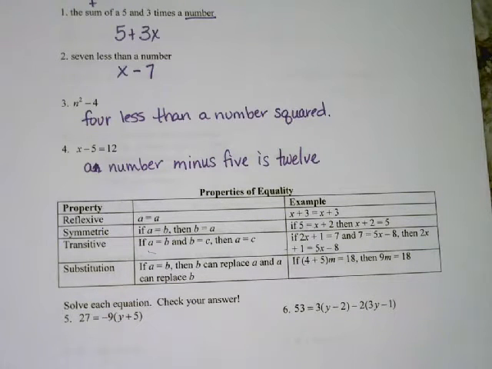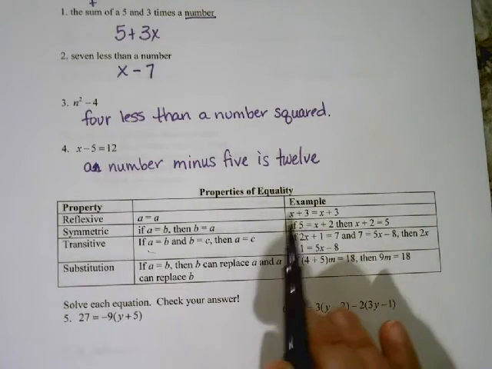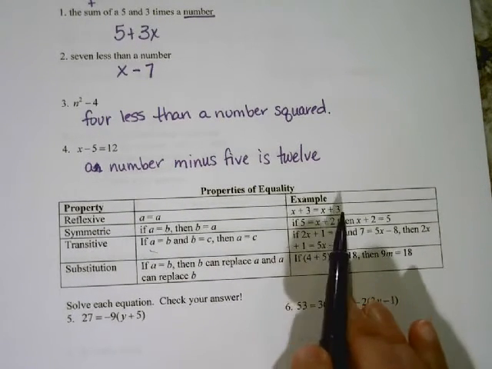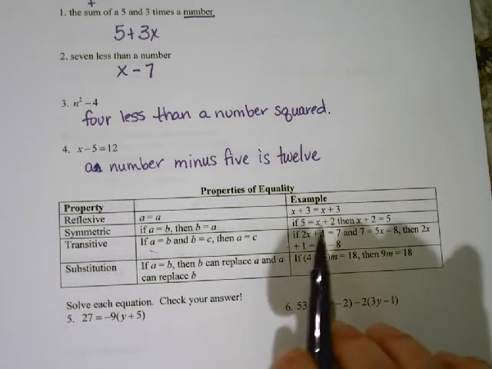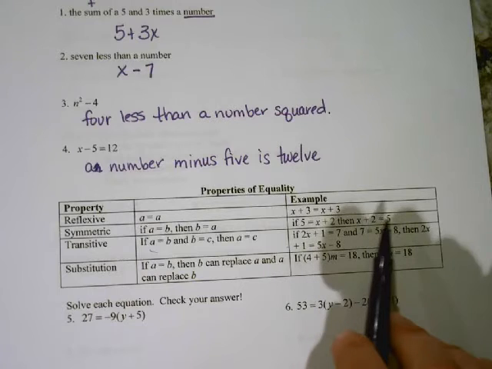So reflexive, that's the one we did a lot in geometry. The left side of the equal sign is exactly the same as the right side. A equals A. X plus 3 equals X plus 3. Segment GH is equal to segment GH. That sort of thing. Symmetric, we get if A equals B, then B equals A. We can flip the side of the equal sign. If 5 equals X plus 2, then X plus 2 is equal to 5.